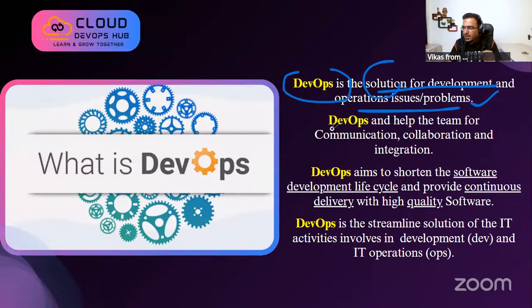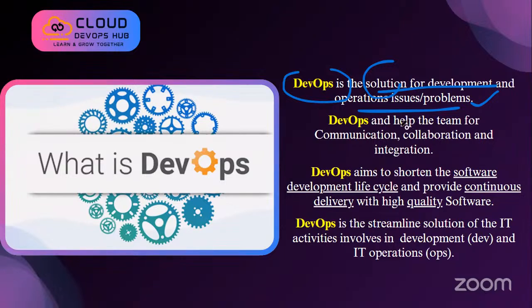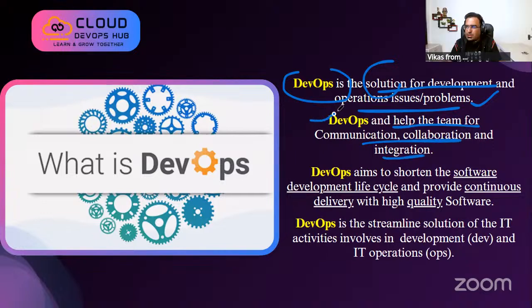Can anyone read this definition, please? Any one of you? And I will explain. DevOps helps the teams with communication, collaboration, and integration. Correct. DevOps is a team that will help with communication. If two teams are sitting in different locations, different floors, DevOps will help them communicate with each other. DevOps will help with collaboration as well.